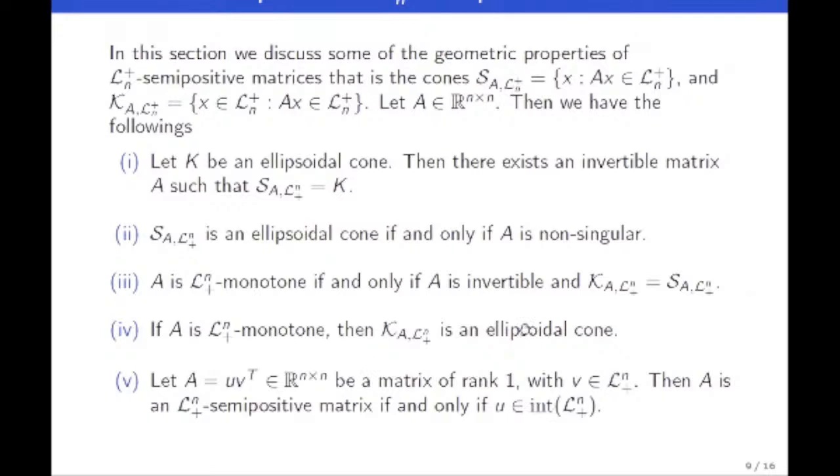Next, we discuss rank 1 Ln plus semi-positive matrices. Since we know that every rank 1 matrix can be written as U B transpose, if B belongs to Ln plus, then for every x in the interior of Ln plus, Ax is of the form alpha U, where alpha is the inner product of x and B. As Ln plus is a self-dual cone, alpha is obviously greater than or equal to 0, and from this we get that alpha U belongs to Ln plus and A is an Ln plus semi-positive matrix.